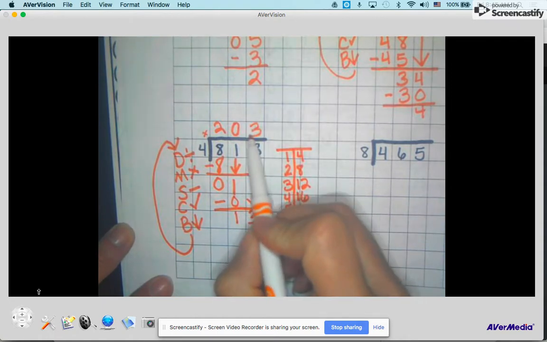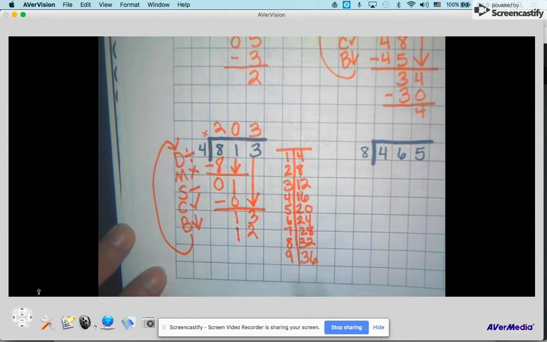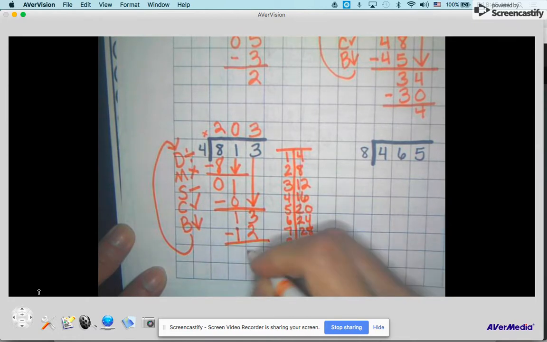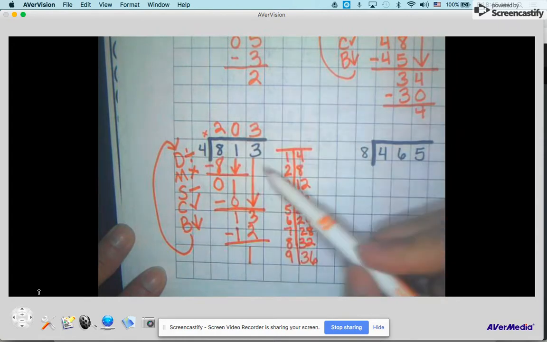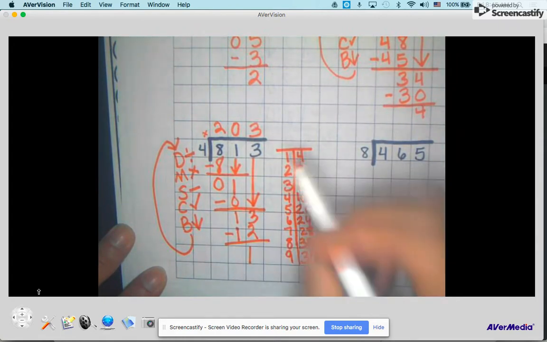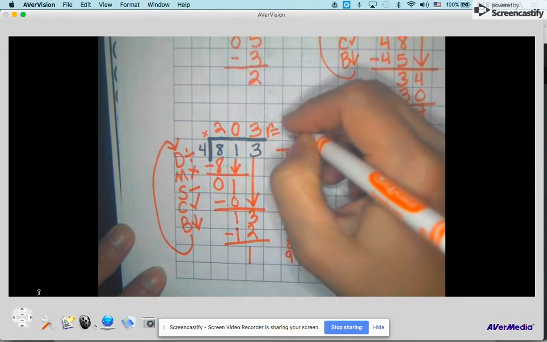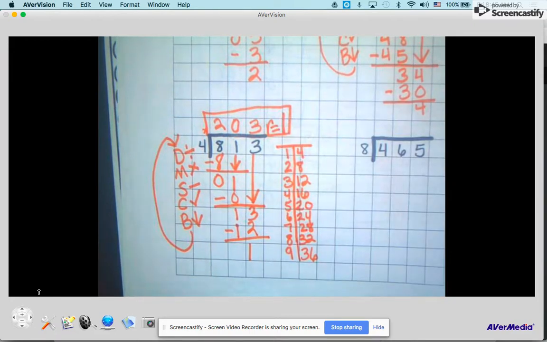Then I multiply. 3 times 4 is 12. Good. Then what do I do? 13 minus 12 is 1. Is 1 smaller than 4? Is there anything to bring down? So what is this 1? The remainder. Good. That's my remainder. So I'm going to write R equals 1. And there's my answer. What is the name for an answer to a division problem? Quotient. Quotient. Very good.